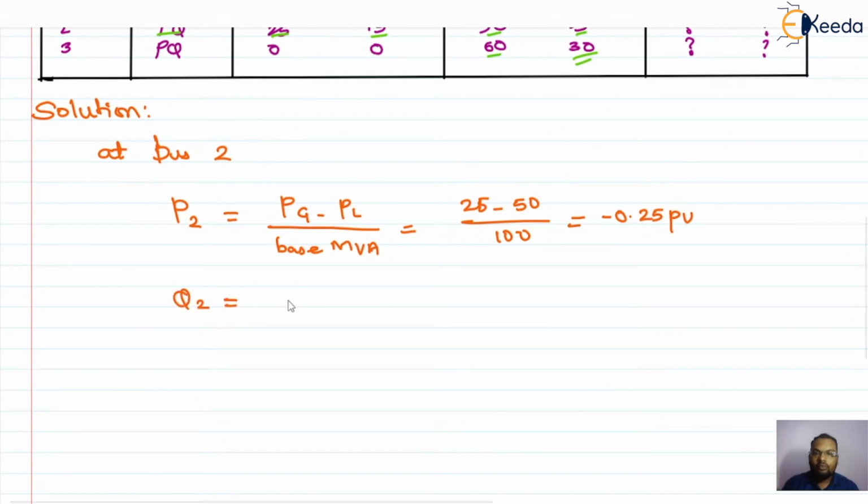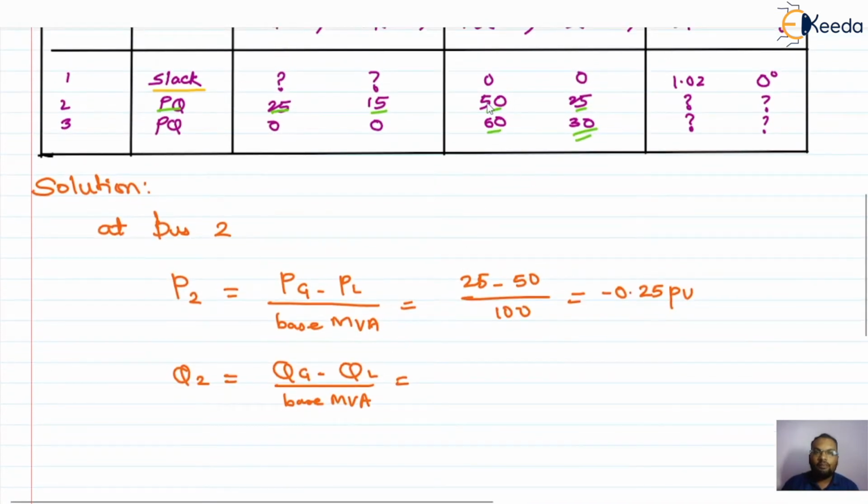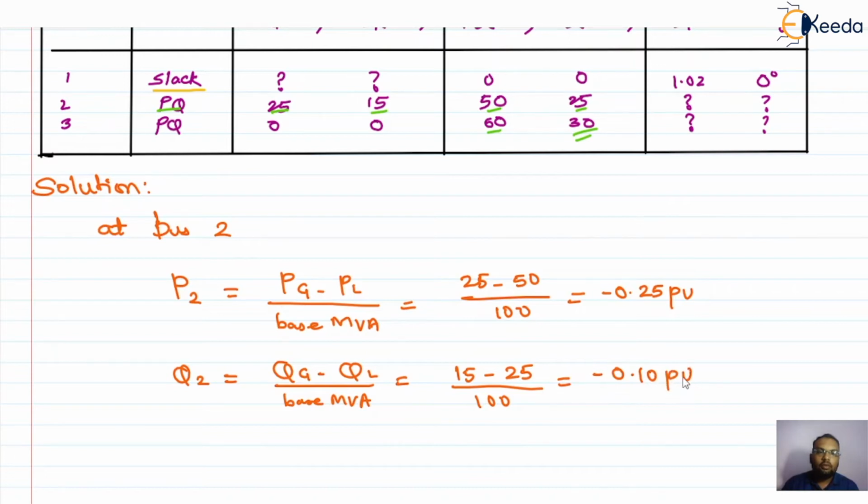Again, Q2 will be reactive power generation minus reactive power demand, divided by base MVA. Its value is 15 minus 25 divided by 100, which is minus 0.10 per unit.